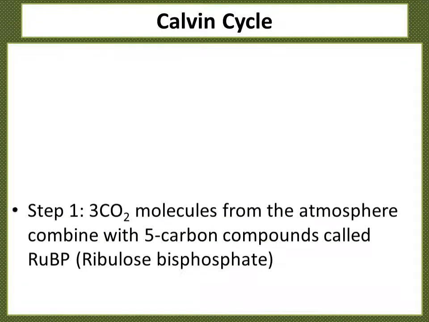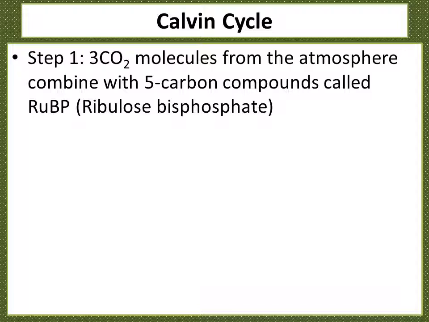So the first step of the Calvin cycle is very, very important. It is when 3 molecules of carbon dioxide, remember CO2 is carbon dioxide, are taken from the atmosphere, in other words, taken in from the air, and it's going to combine with a 5-carbon compound called ribulose bisphosphate. It's also known as RuBP because that name is ridiculously long, so we have to shorten it. So 3 molecules of carbon dioxide will each combine with 1 molecule of RuBP. So you're going to need 3 molecules of RuBP as well at this point. Each carbon dioxide combines with 1 RuBP molecule.